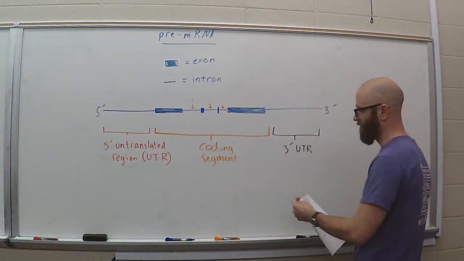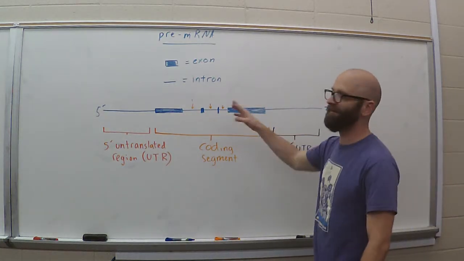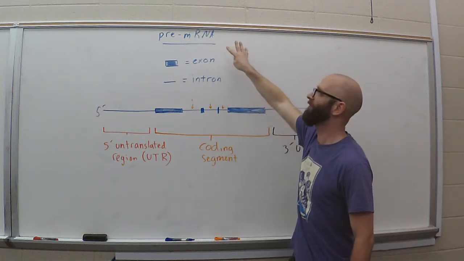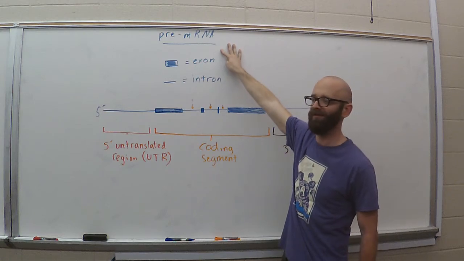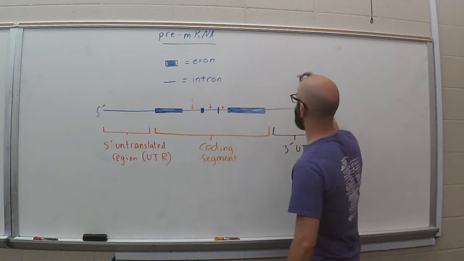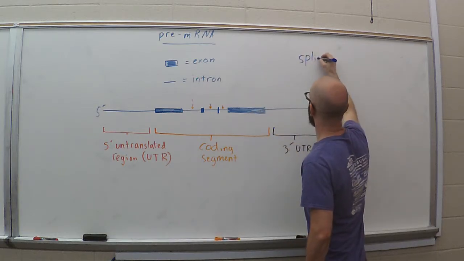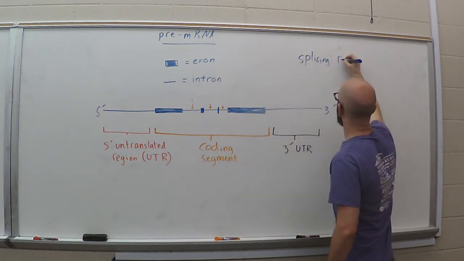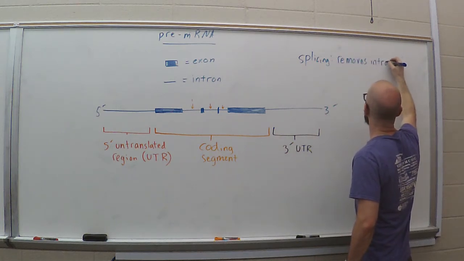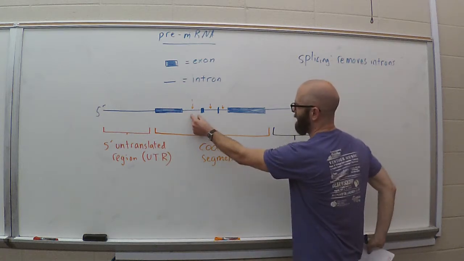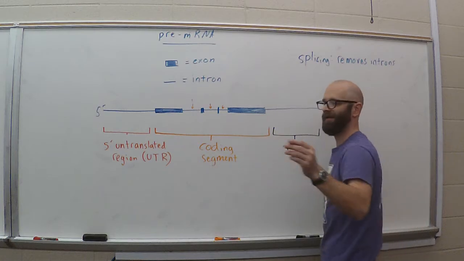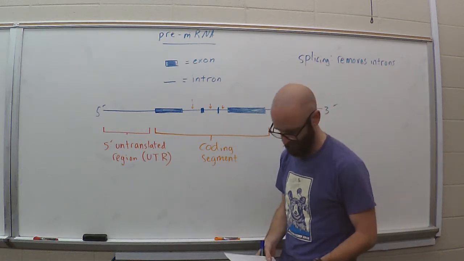And so these introns need to be removed, right? Before this pre-mRNA is ready for translation, the introns have to be removed. So the splicing removes the introns. Right? It splices out the introns and connects all the exons together so it encodes one continuous protein.